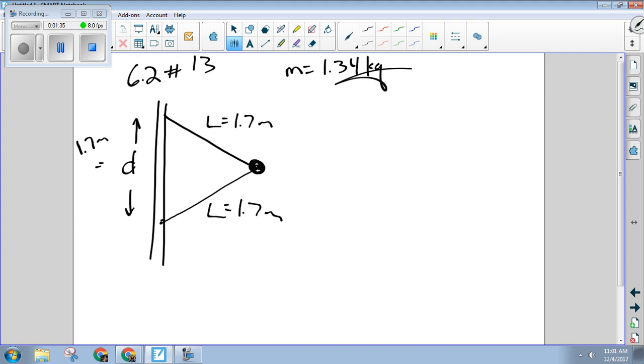Okay, anyway, the tension in the upper string is 35 newtons. So let's give these names. Let's call this force of tension 1. And let's call this force of tension 2. Cool? All right. So then we got to find the tension in the lower string.